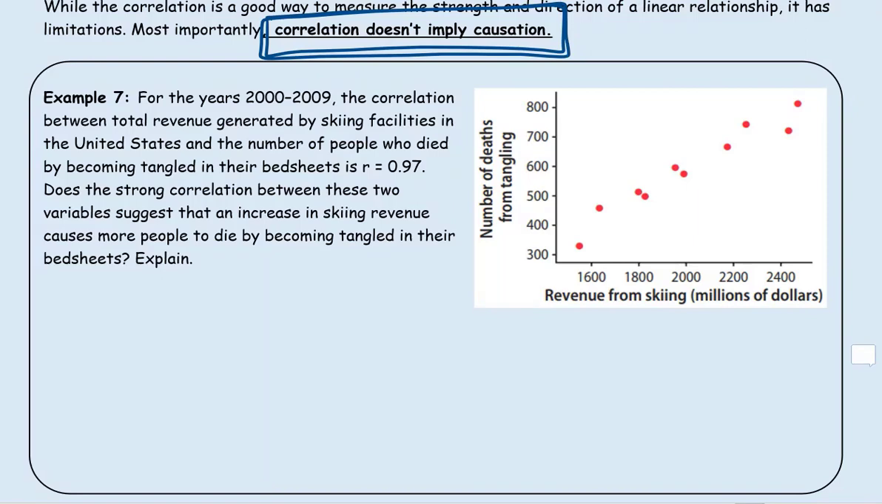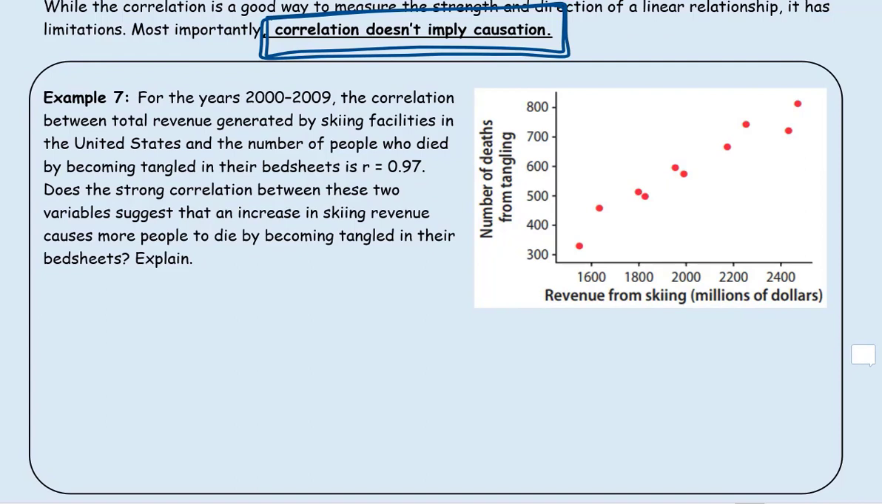So let's do another example. Example number 7: for the years 2000 to 2009, the correlation between the total revenue generated by skiing facilities in the United States and the number of people who died by becoming tangled in their bed sheets is r equal to 0.97. And by the way, this is an actual example of real life data. Like I said earlier in the course, all of the examples provided are actually based on real life data.